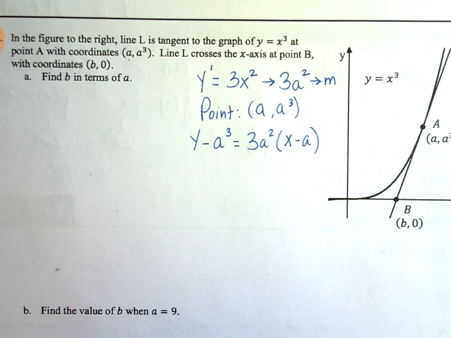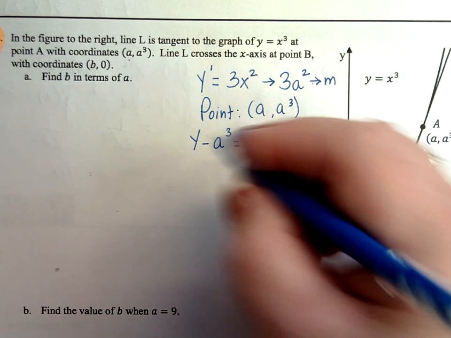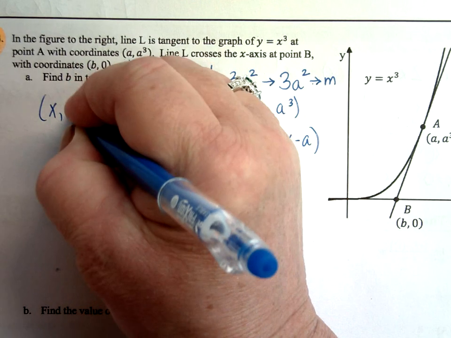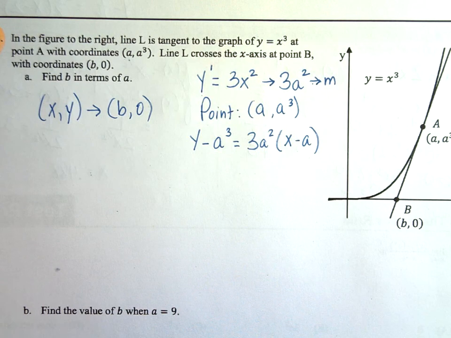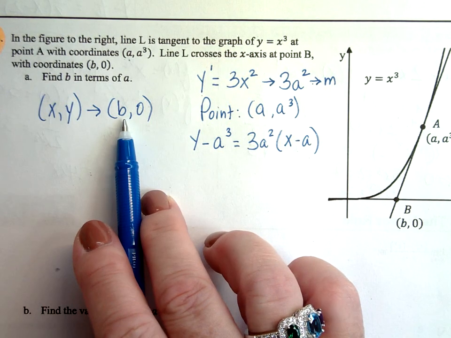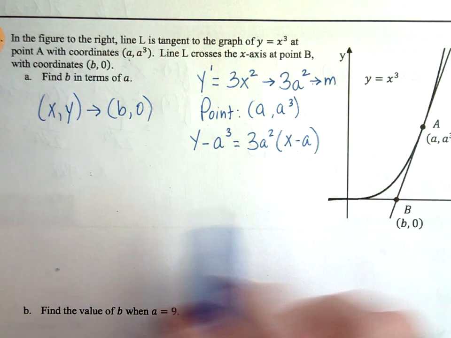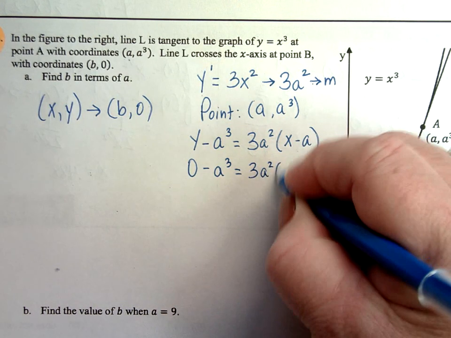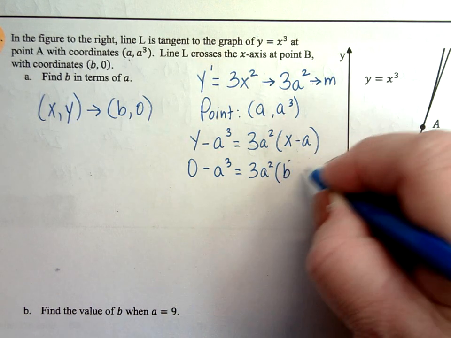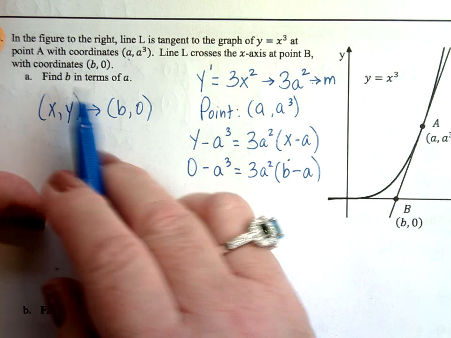All right, well, we're close. Because the other thing I can actually figure out is what x and y are, because they told me I've got a point, an x-intercept that is (b, 0). So if I replace my x with b and my y with 0 in this equation, I might be on the road to figuring out what my a and b would be. Let's try it. If y is 0, negative a cubed equals 3a squared times x, which is b, minus a. Here's what it looks like now. Let's see if we can clean this up and solve for b. Find b in terms of a.